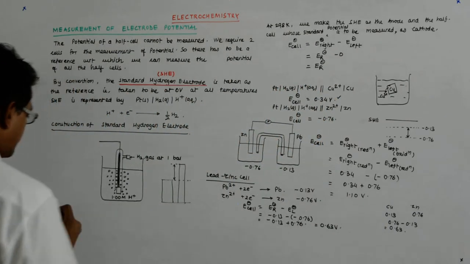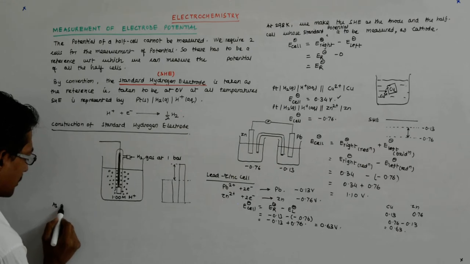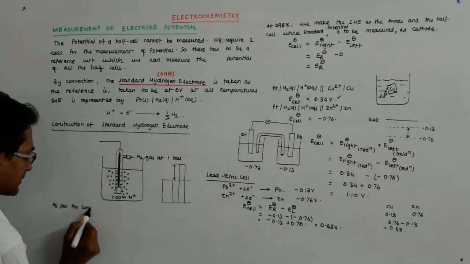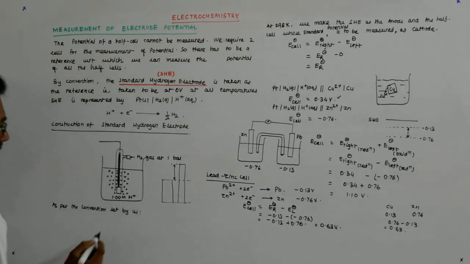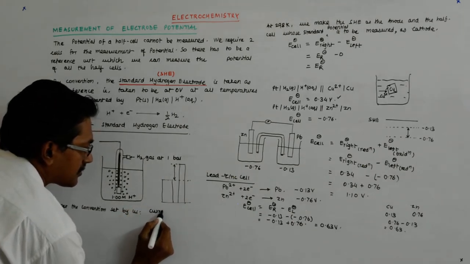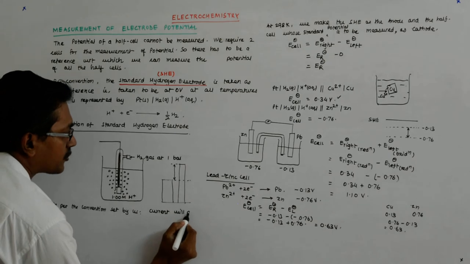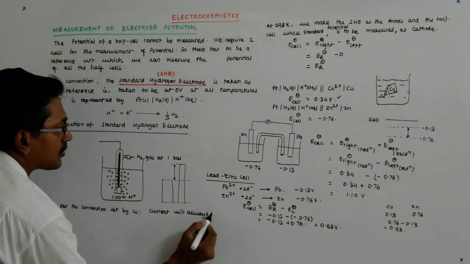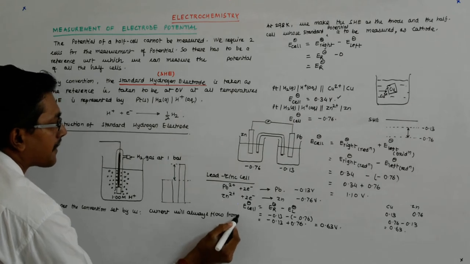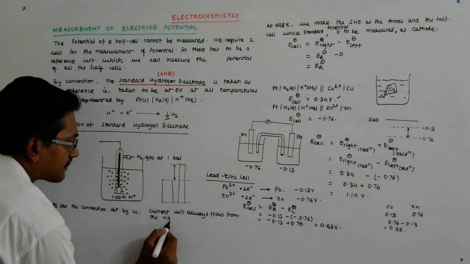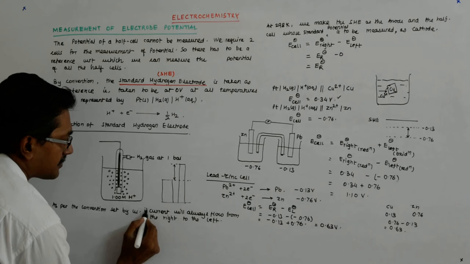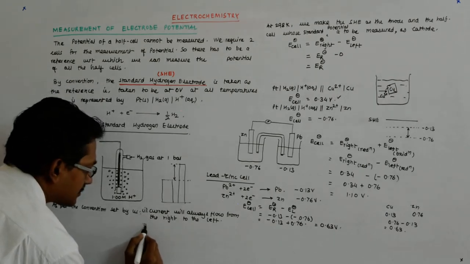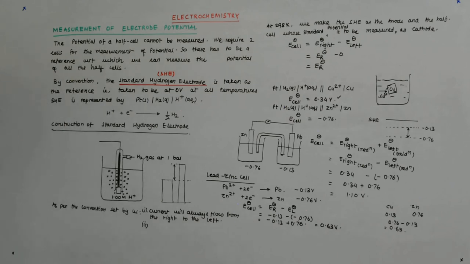So, as per the convention set by us, current will always flow from the right to the left.